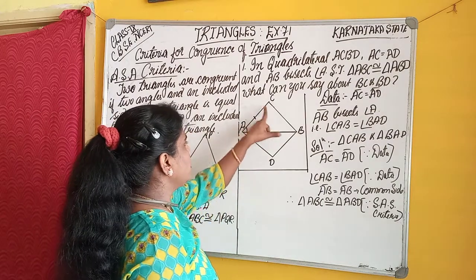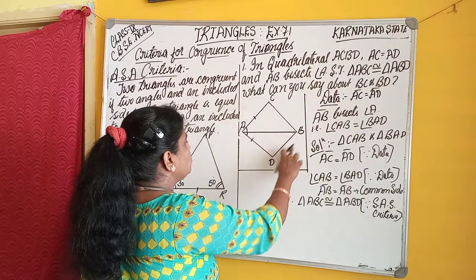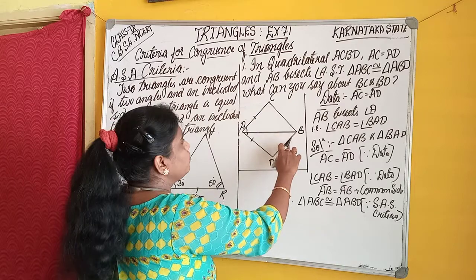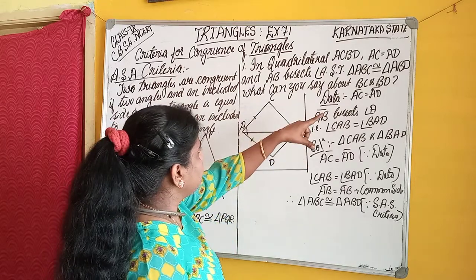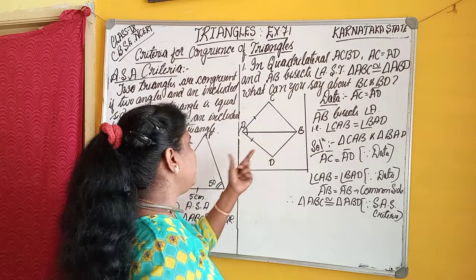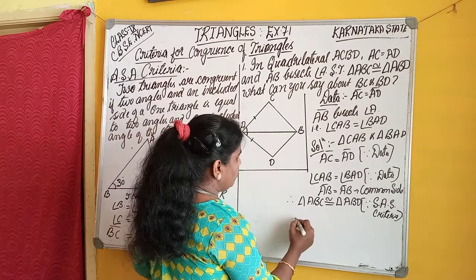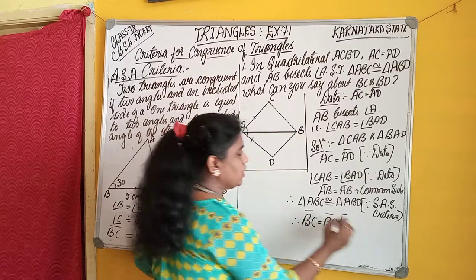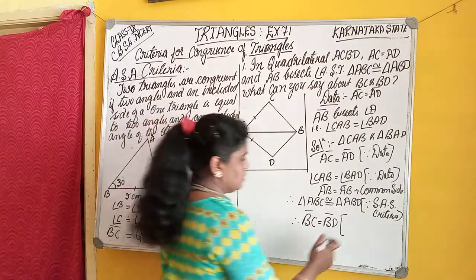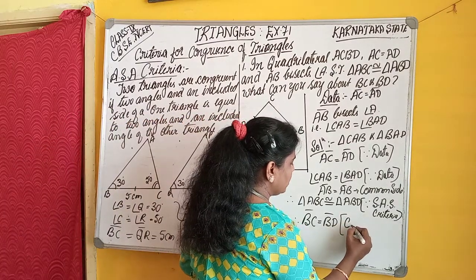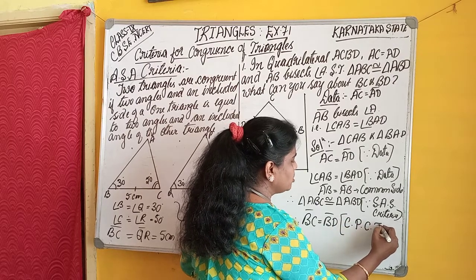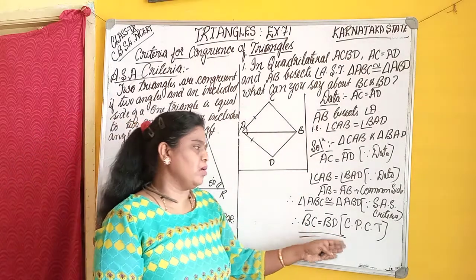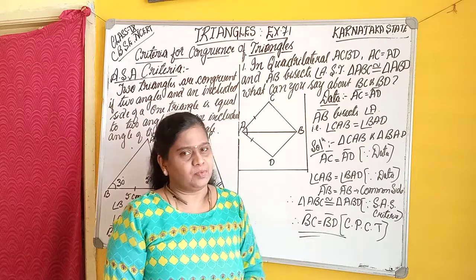We have checked this, and the remaining corresponding parts are equal. What are the remaining sides? BC and BD. They have asked about BC and BD. Therefore, BC is equal to BD because these are corresponding parts of the congruent triangles.